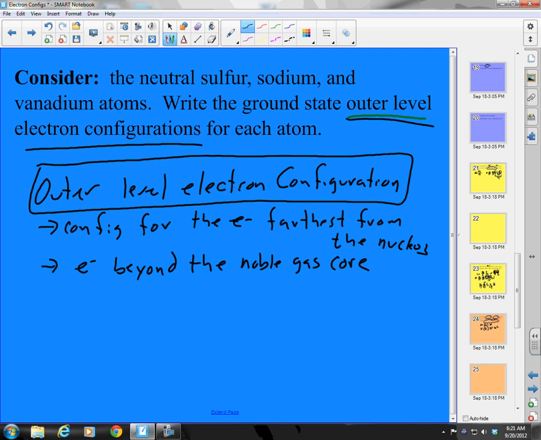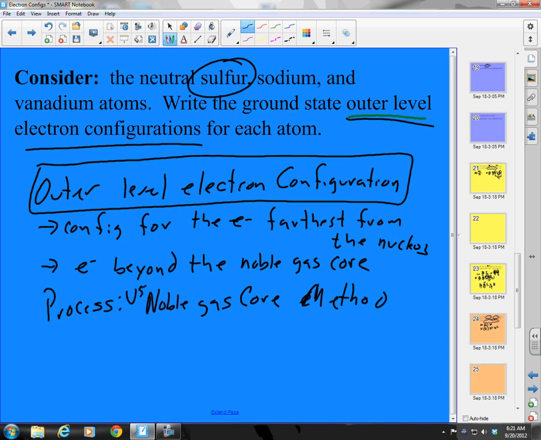So let us start with sulfur. The process for determining this is pretty simple. Write the electron configuration using the noble gas core method, and then subtract the noble gas. What's left is my outer electron configuration.